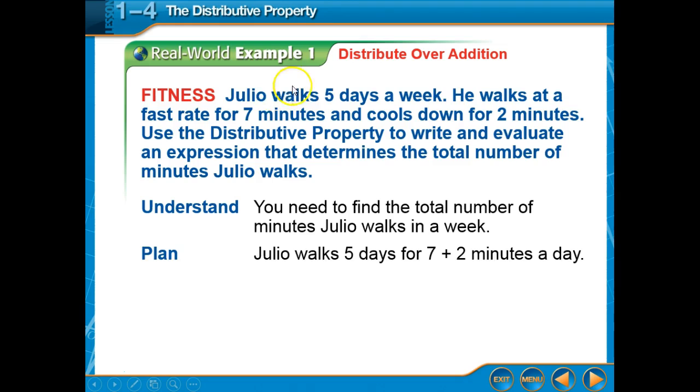You would understand what's happening here, that Julio is walking for 5 days for 7 plus 2 minutes a day. He's going to walk at a fast rate for 7 minutes, and he's going to cool down for 2 minutes. Now, cooling down does not mean that he's laying down. It means that he's walking slowly.